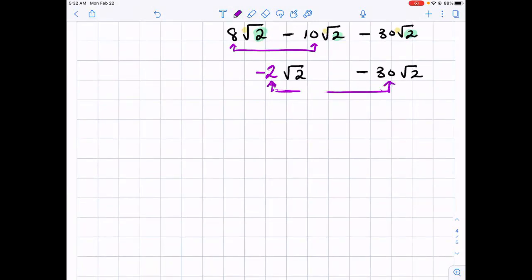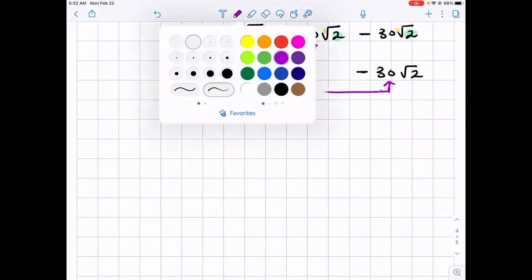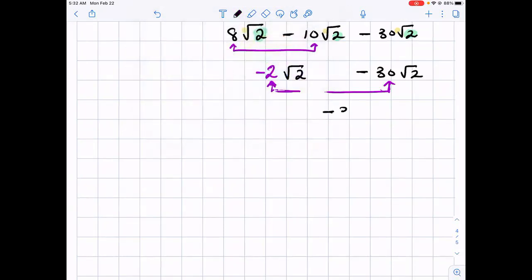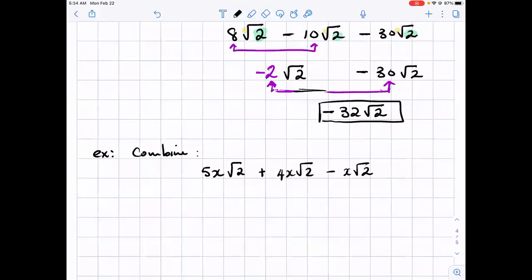I look at my coefficients, minus 2 minus 30, that becomes minus 32 radical 2. And here is our final answer. Okay, that's our final answer. So we can also have examples where we have variables in them, right?